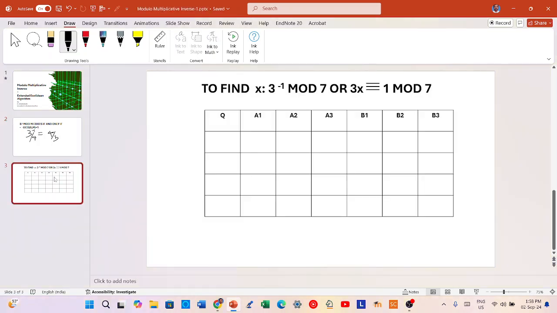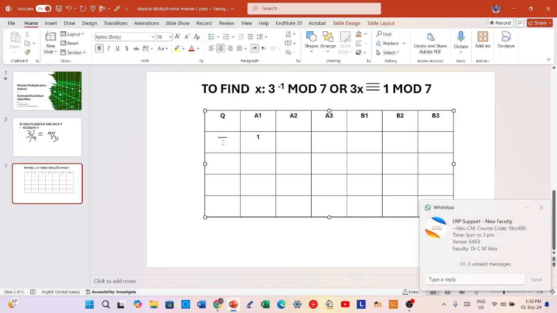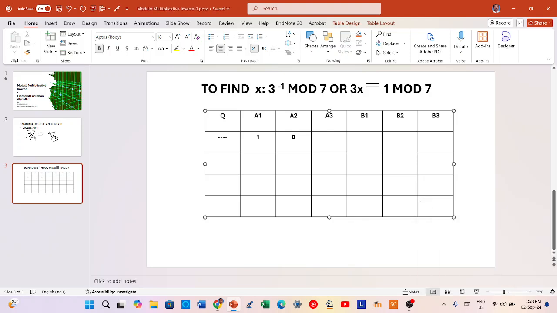Similarly, for modulo multiplication, we have 3x is congruent to 1 mod 7. That means x is congruent to 3 inverse mod 7. We have to compute this value, and this can be computed this way. First of all, you fill up the table: initially Q will be empty, A1 will be 1, A2 will be 0, A3 will be M, which is 7, and B1 is 0, B2 is 1, B3 is B, which is 3, right?